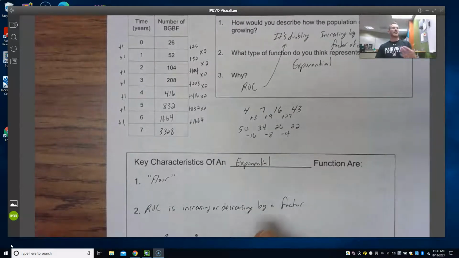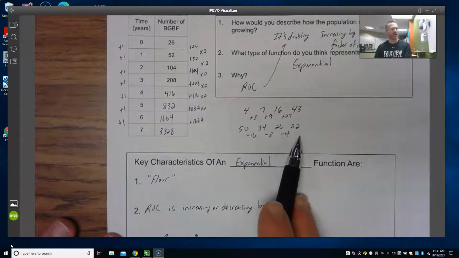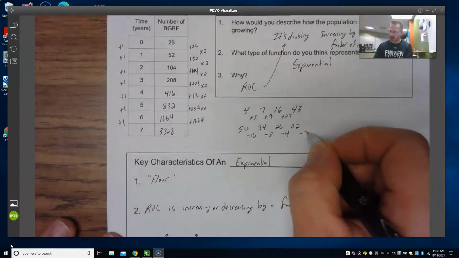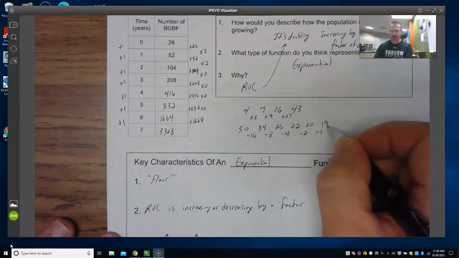So that tells me it can't be quadratic, because if it's quadratic, it would be going down by the same amount every time, like negative 16, negative 16, negative 16, right? Or negative 8, negative 8, negative 8, right? But notice how it's going down. 16 divided by 2 is 8. 8 divided by 2 is 4. Now I would do 4 divided by 2, right? So then it would be like minus 2 right here, so it'd be down to 20. And then I divide that by 2, go down by 1, so I'd be down to 19.